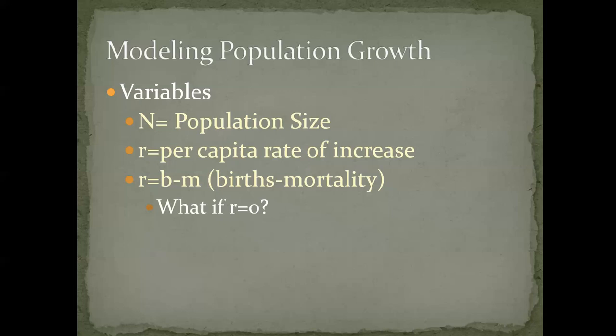The letter R indicates the per capita rate of increase. So how many more of that organism will there be next year for everyone there is this year? And to figure that out, you basically take the birth rates minus the death rates per organism. So if the rate of growth was zero, that would mean that next year there would be the same number of organisms as there are this year. So maybe 10 would die and 10 would be born.